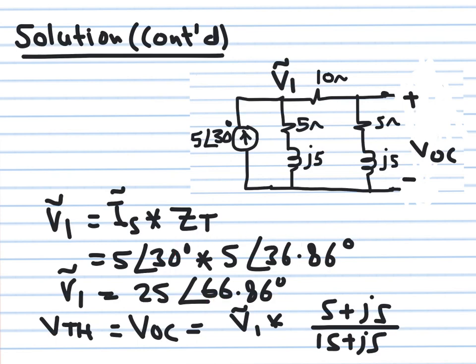Okay, so the Thevenin voltage, which is the open circuit voltage, is equal to V1 multiplied by 5 plus J5 divided by 5 plus J5 plus 10, because this is really just a voltage divider between this impedance and this impedance here. And this is what I wrote: V open circuit, the Thevenin voltage, is V1, which I already calculated, multiplied by 5 plus J5 divided by 5 plus J5 plus 10. So in the denominator you get 15 plus J5.